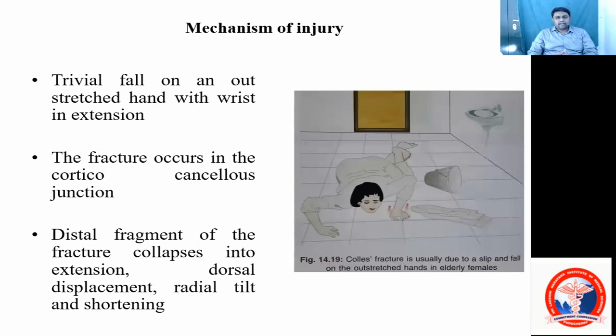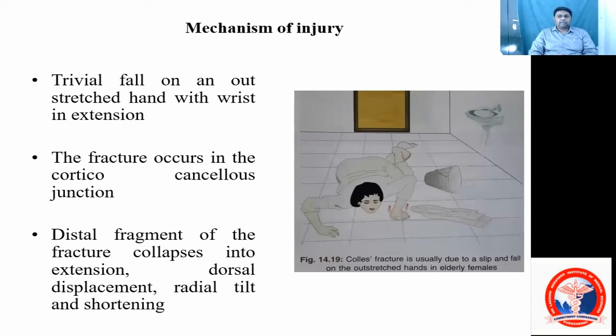So, mechanism of injury: a trivial fall on an outstretched hand with the wrist in extension. This fracture occurs at the corticocancellous junction. The distal fragment of the fracture collapses into extension, with dorsal displacement, radial tilt, and shortening.